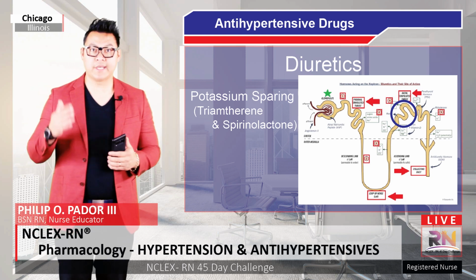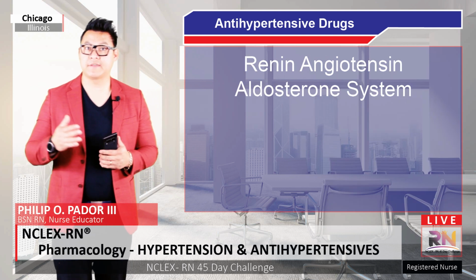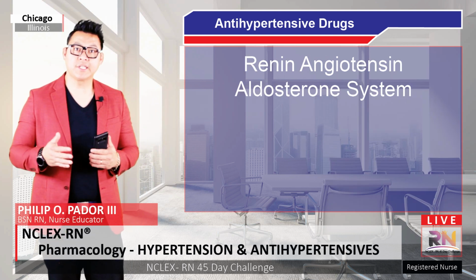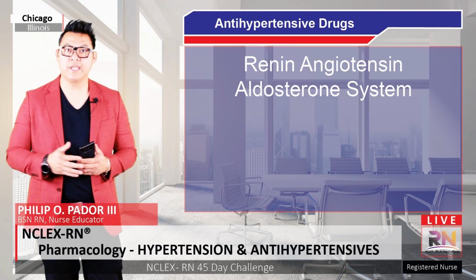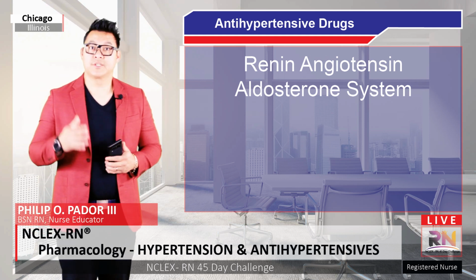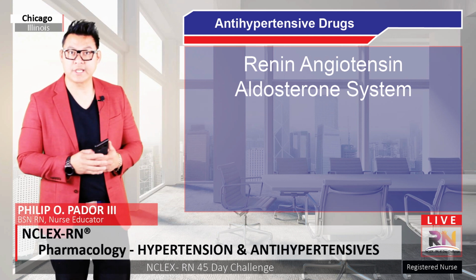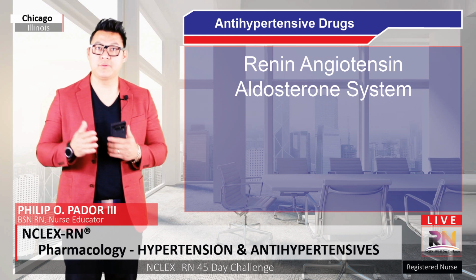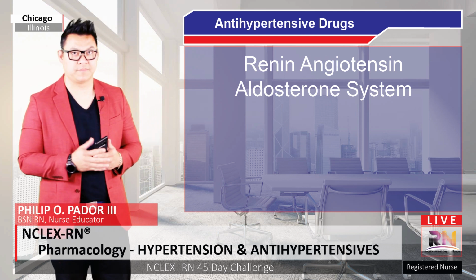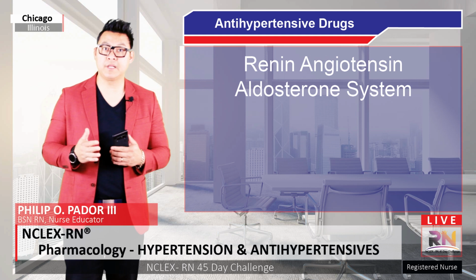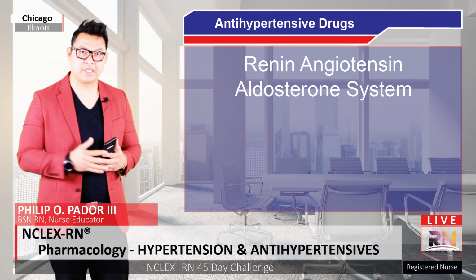Now let's move to another group of antihypertensive agents. That is the agents that work on the renin-angiotensin-aldosterone system. So here we have three pharmacological targets that can be used to reduce the activity of angiotensin II, which is ultimately responsible for causing blood pressure to increase.